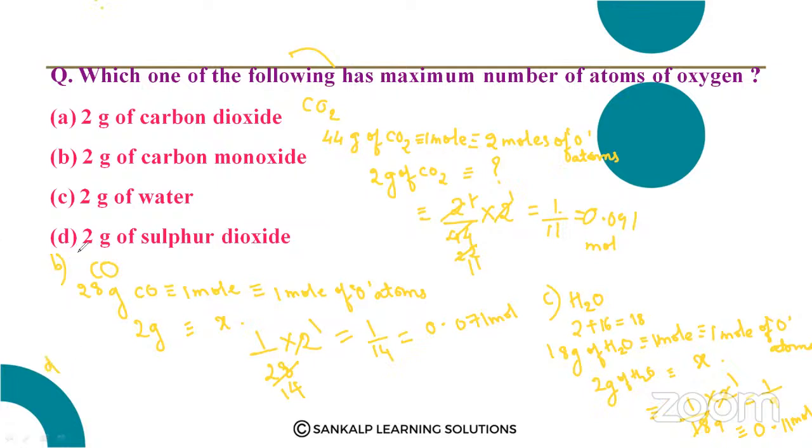Now we'll solve for D, sulfur dioxide. What is the molecular formula for sulfur dioxide? It is SO2. Sulfur, what is the atomic weight? Sulfur is 32, plus 16 into 2, and it comes to 64.